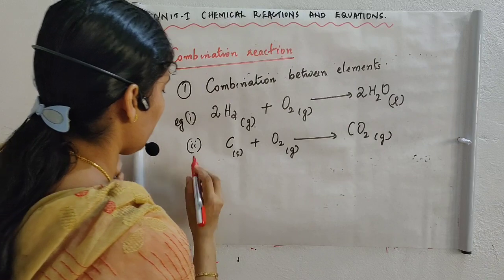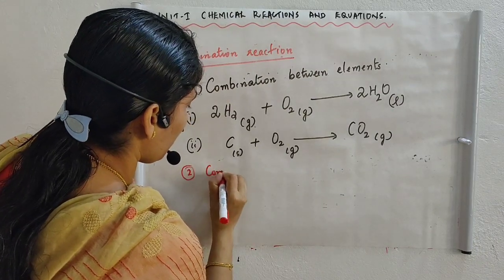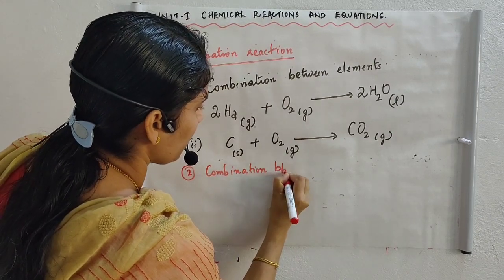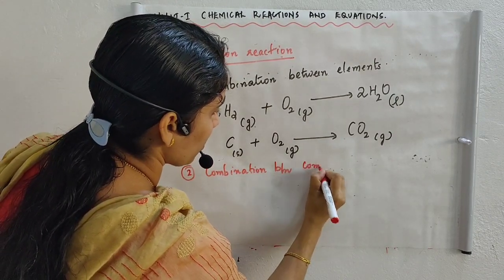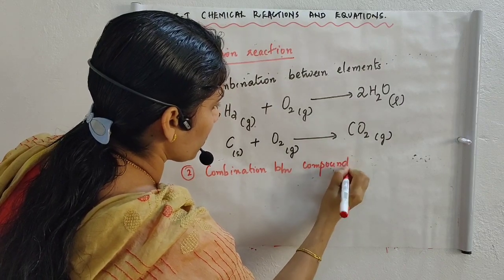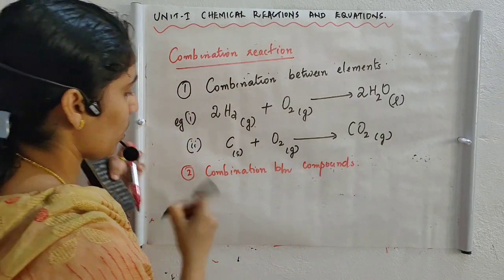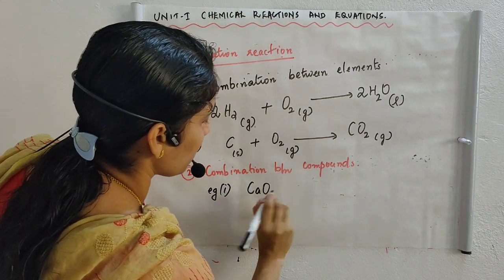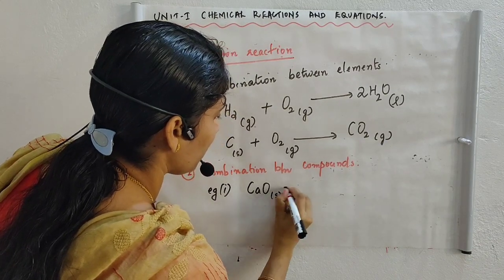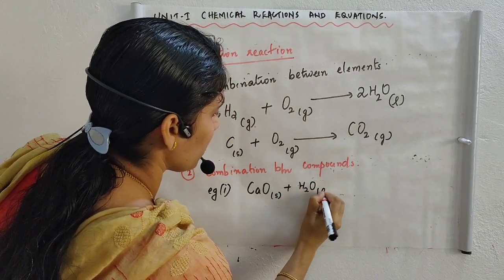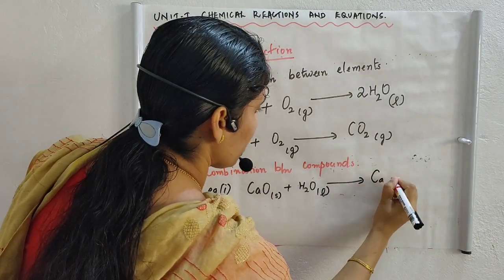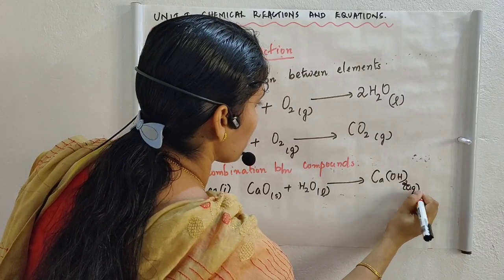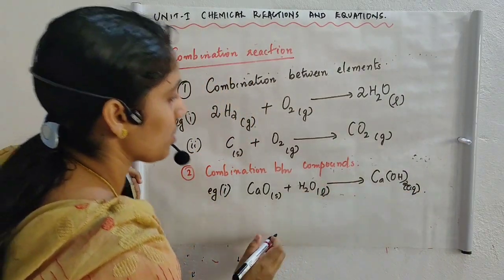Second, combination between compounds. We have to write the examples. Example 1: we have already studied one equation, calcium oxide solid plus H2O liquid forms calcium hydroxide aqueous. So this is a combination between compounds.